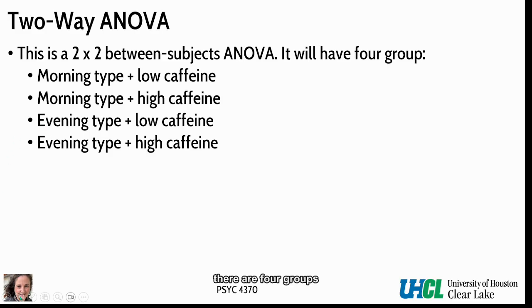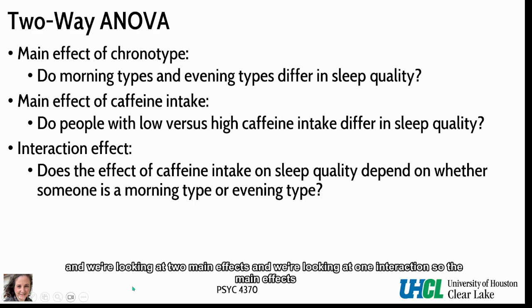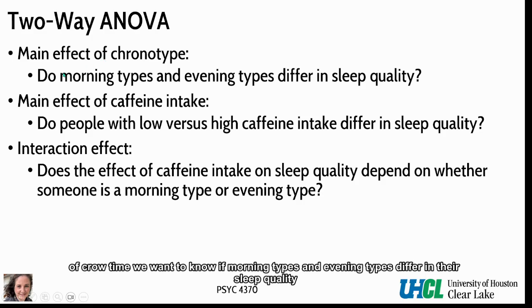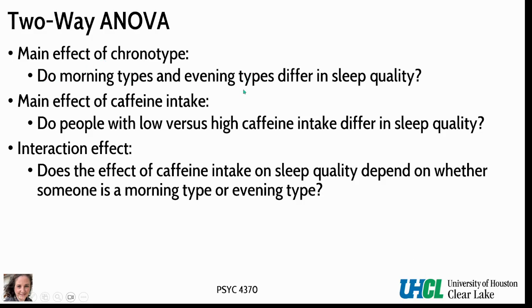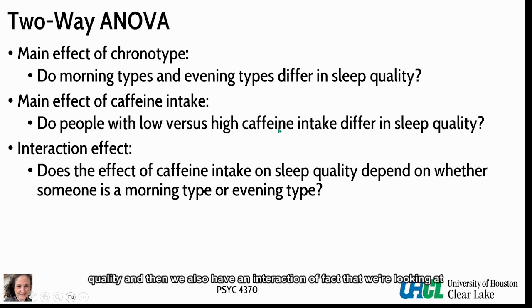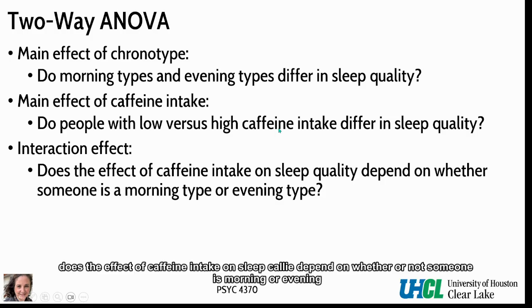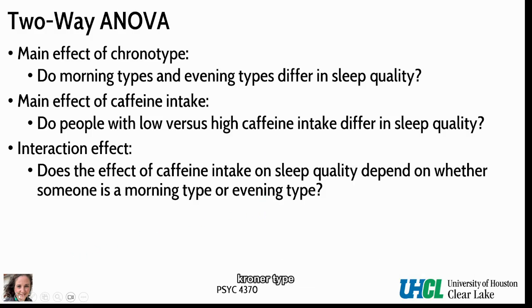So there are 4 groups. And we're looking at 2 main effects, and we're looking at 1 interaction. So the main effect of chronotype, we want to know if morning types and evening types differ in their sleep quality. Then we want to look at caffeine. Do people with low versus high caffeine intake differ in sleep quality? And then we also have an interaction effect that we're looking at. Does the effect of caffeine intake on sleep quality depend on whether or not someone is morning or evening chronotype?